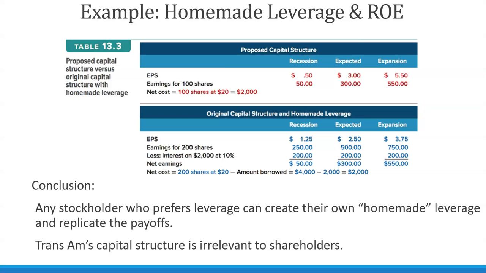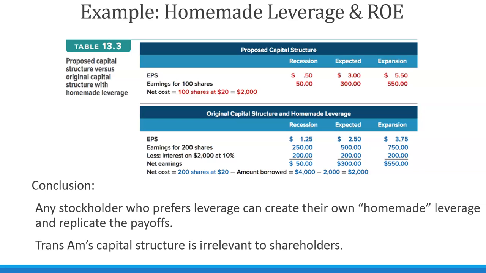We can also create what is called homemade leverage. Homemade leverage is where any shareholder wants to maintain the same amount of earnings regardless of whether a company changes their capital structure or not. So under this example, we have a stockholder who currently has $2,000 invested in the market. And so that's their 100% equity under their original capital structure.